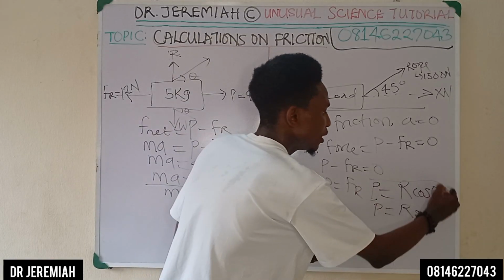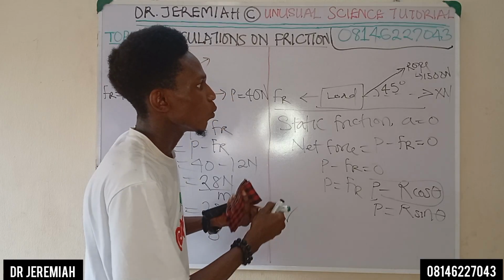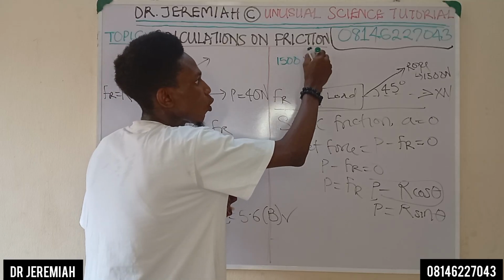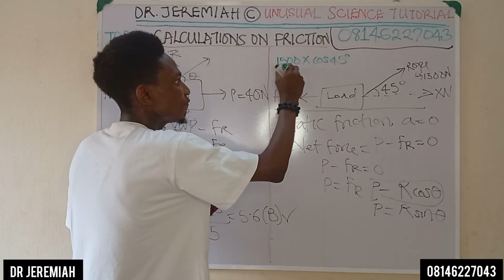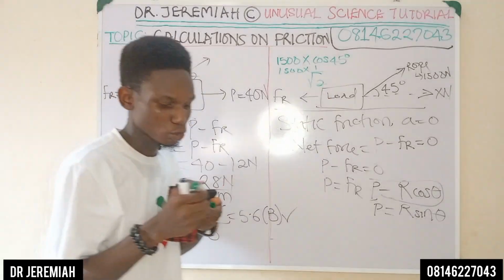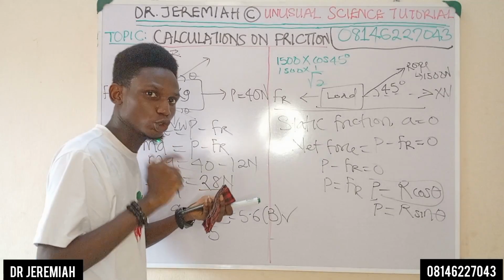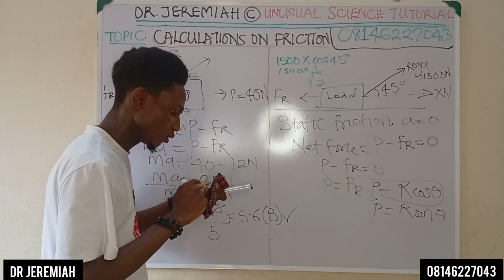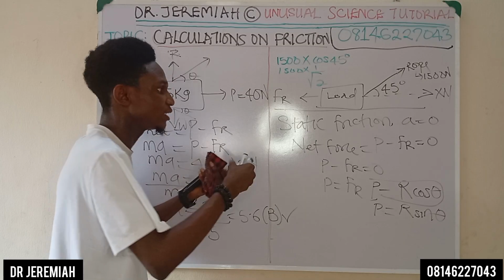To resolve to the horizontal, we use P equals R cos theta. If you do that, what's the value again? 1,500 Newton times cos 45 degrees. What's the value of cos 45 degrees in trig ratio? It's 1/√2. Just punch it on your calculator. So that gives you 1,500 times 1/√2. I think 1/√2 should be 0.7 something.